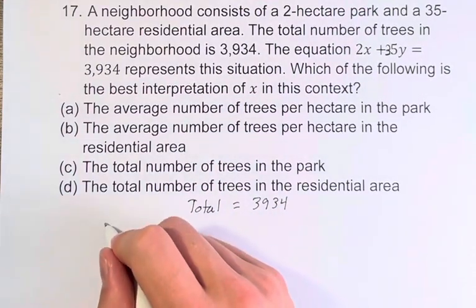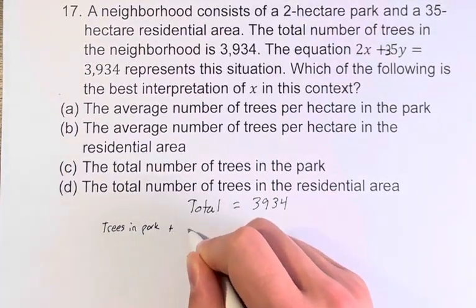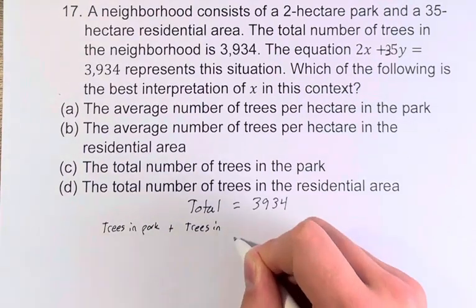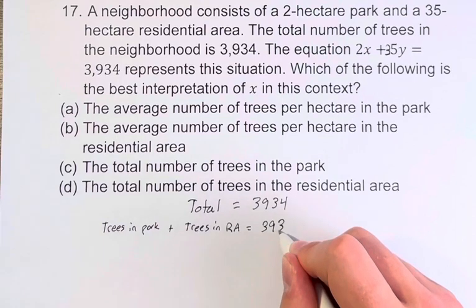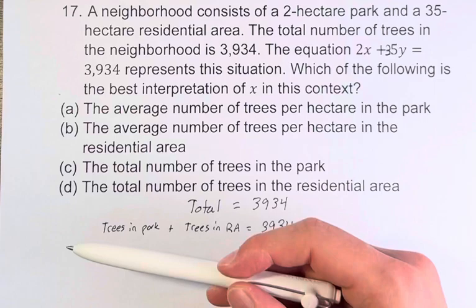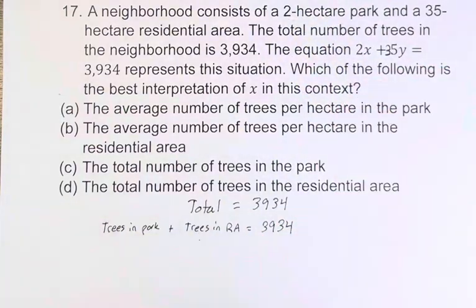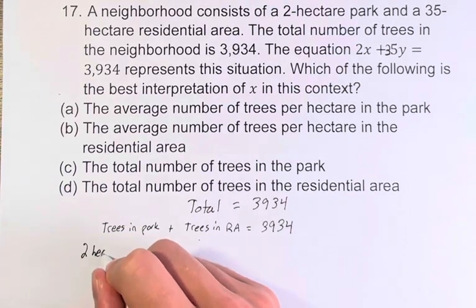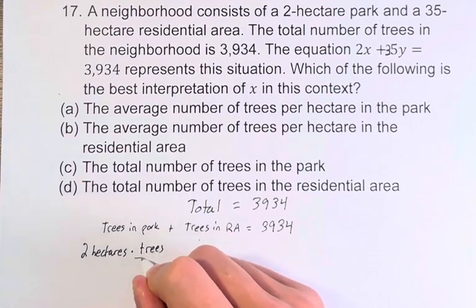This means that the trees in the park plus the trees in the residential area add up to 3,934. How do we find, for example, the number of trees in the park? Well, you can take the number of trees per hectare and multiply it by the number of hectares. So we have 2 hectares times the trees per hectare.